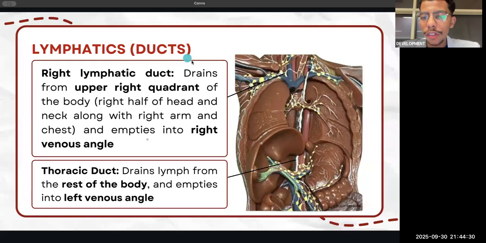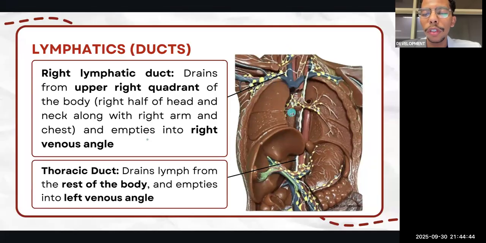Then the two ducts that we have: the thoracic duct, which drains most of the body, and then we have the right lymphatic duct. The right lymphatic duct only drains the upper right quadrant. So only the right side of your head, your neck, and your right arm. So the upper right quadrant of your body, quadrant means like a fourth, okay? So the upper right quadrant is drained by what? The right lymphatic duct. Everywhere else in the body is drained by what? The thoracic duct, okay? Now, the right lymphatic duct drains here.